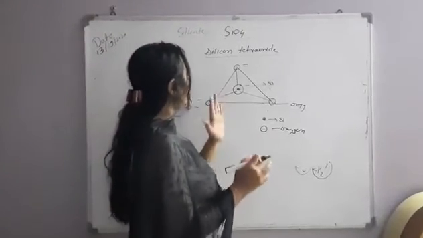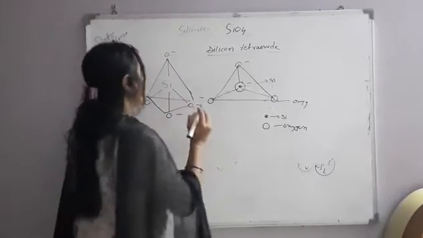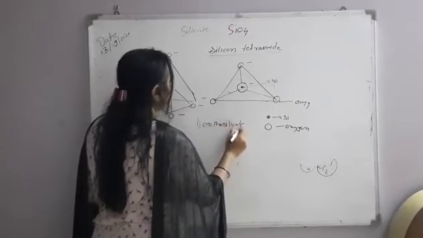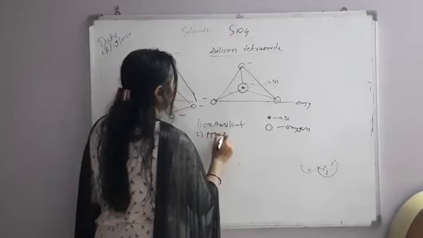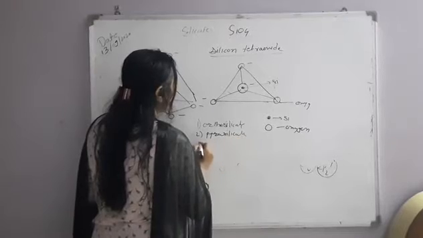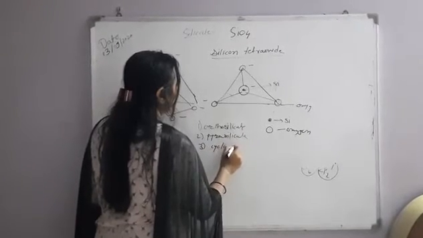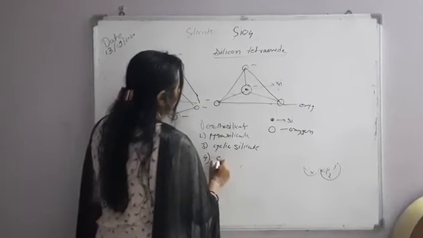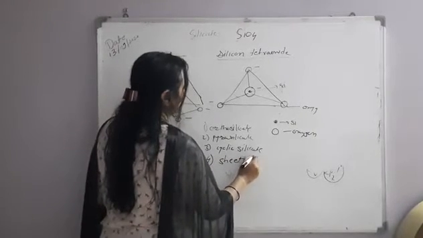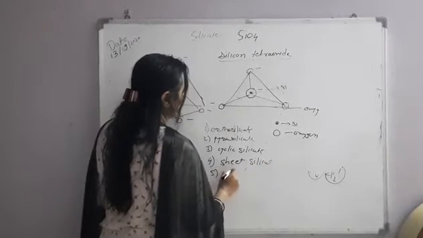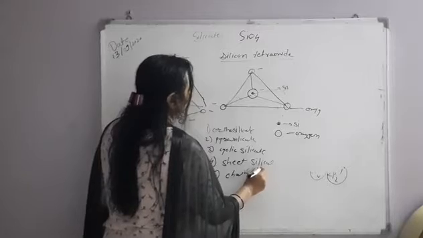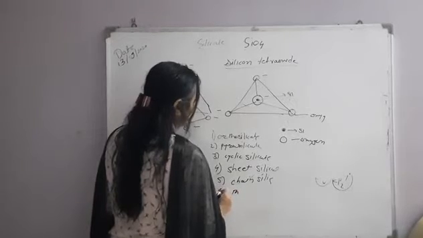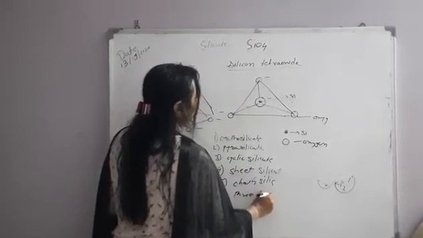These SiO4 silicon tetrahedra are classified into the following types: orthosilicate, pyrosilicate, cyclic silicate, sheet silicate, chain silicate, or three-dimensional network. These are different.